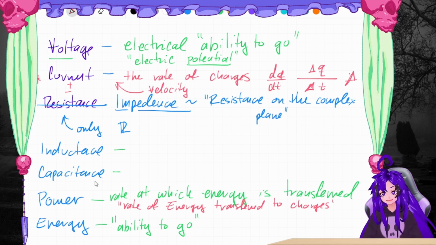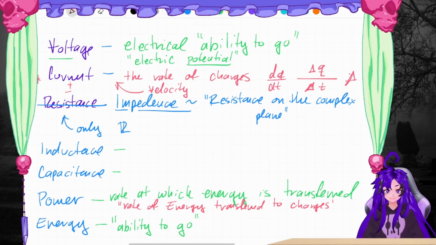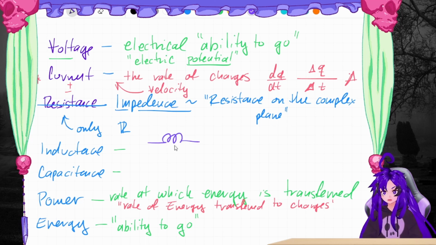And then inductance and capacitance are kind of literal. Inductance is a term for inductors, which are this curly wire. And we know a few things on DC and AC about how these behave. But basically, this is a battery for magnetic fields.